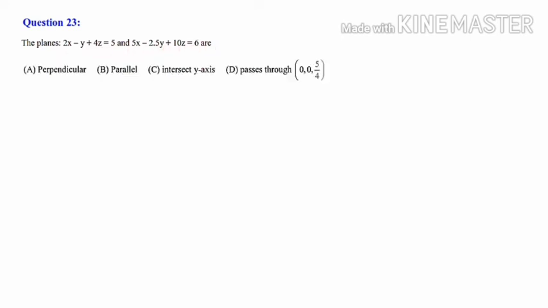Move on to the last question of this exercise, question number 23. The planes 2x minus y plus 4z is equal to 5 and 5x minus 2.5y plus 10z is equal to 6 are: perpendicular, parallel, intersect the y-axis, or pass through 0, 0, 5 by 4. So you have to observe the direction ratios of the normal to the plane, that is a1, b1, c1, a2, b2, c2, and then you have to come to the conclusion. This question you will do as homework.